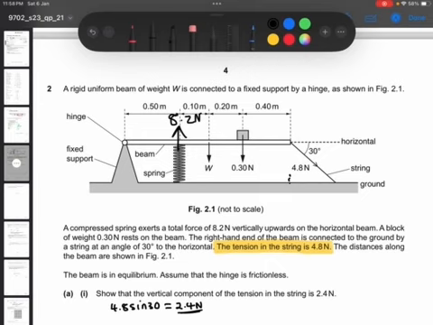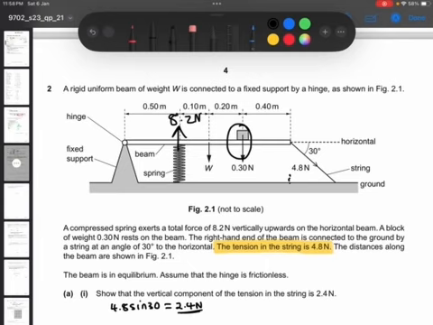A block of weight 0.30 newtons rests on the beam. I believe we can see that one. And then the right hand end of the beam is connected to the ground by a string at an angle of 30 degrees to the horizontal. The tension in the string is 4.8 newtons. The distances along the beam are shown in Fig 2.1. The beam is in equilibrium.